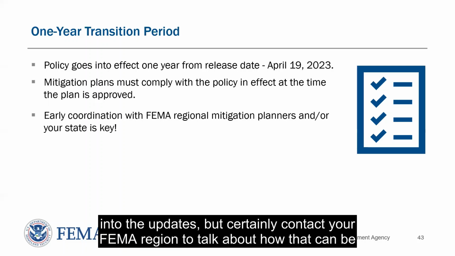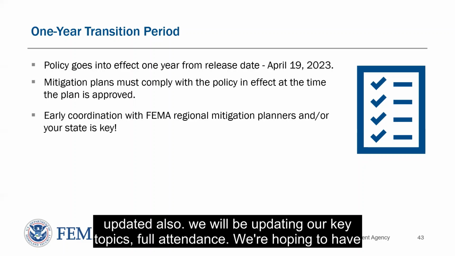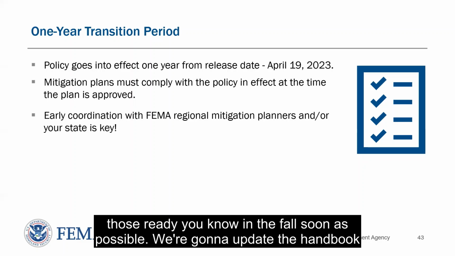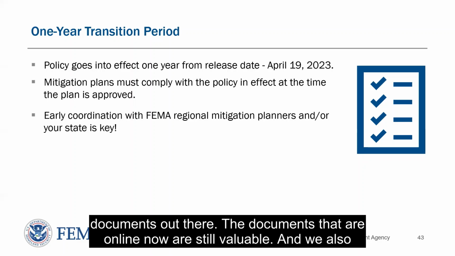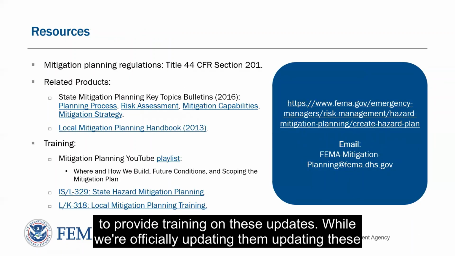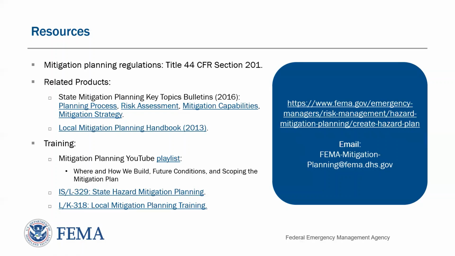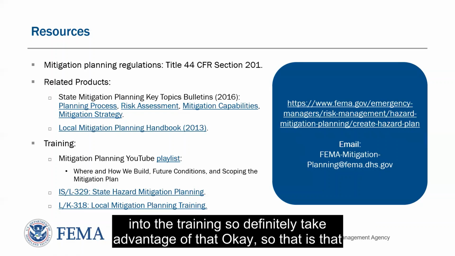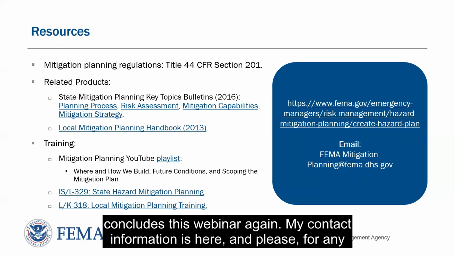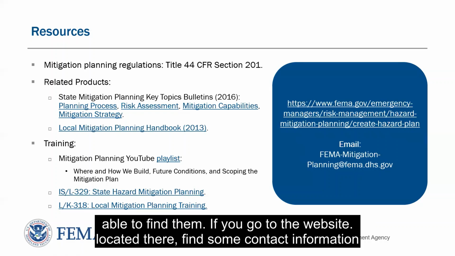So we're hoping that this at least provides some time to understand the requirements and work them into the updates, but certainly contact your FEMA region to talk about how that can be done. So we have a few resources here that we wanted to list. We have our State Mitigation Planning Key Topics bulletins. These are from 2016. These will be updated along with our Local Mitigation Planning Handbook. Again, updated to reflect the new policies.